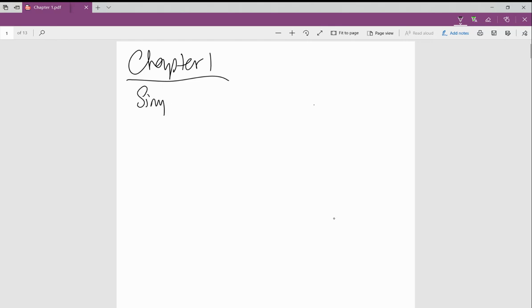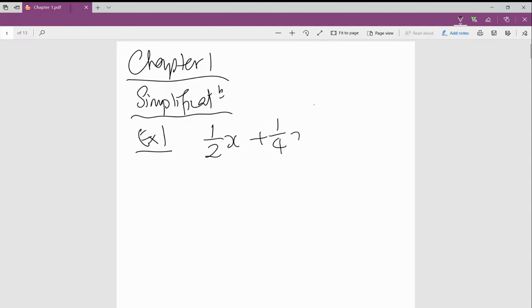This is simplification. Now you've got to understand that there is no equation in this. It's just an expression that you will simplify. I'll give you one example. Now, this is how it works. When you see my example, you should pause the video and try it out by yourself, and then you check your answers with mine. Let's try the first example: half x plus 1/4 x. Now, you can pause and try this by yourself.